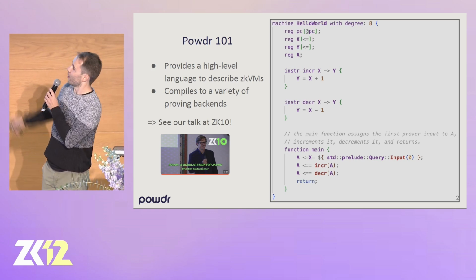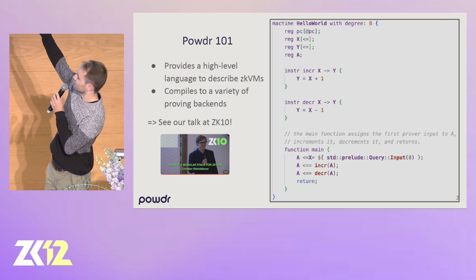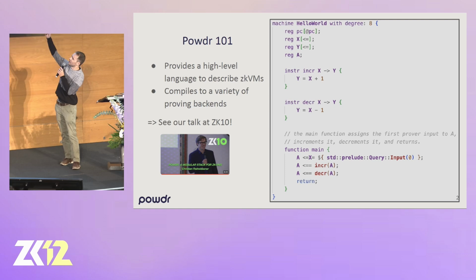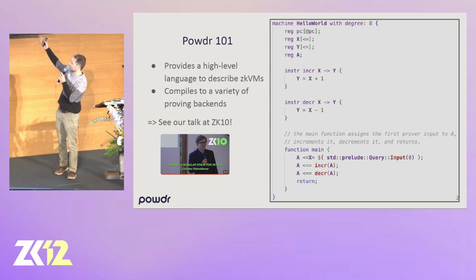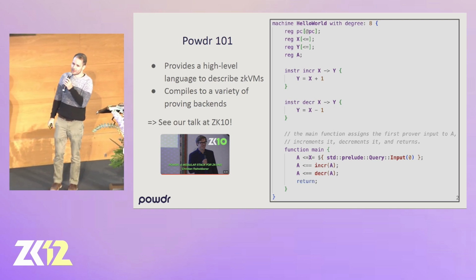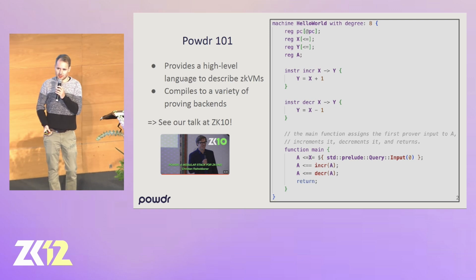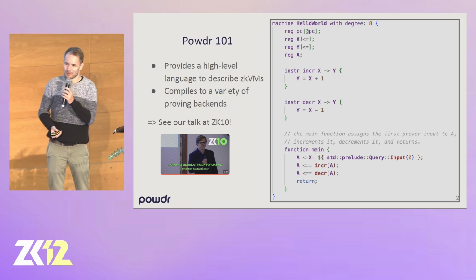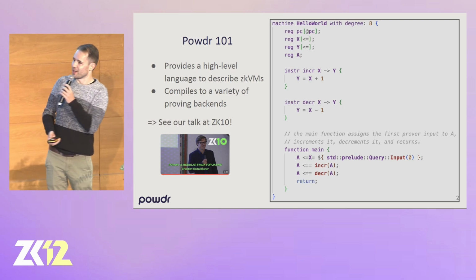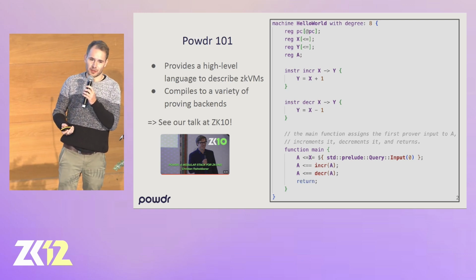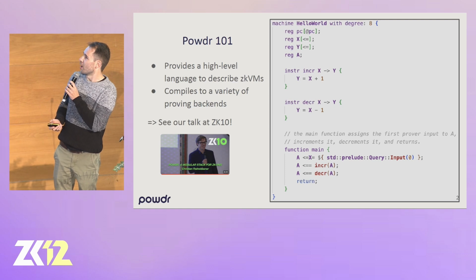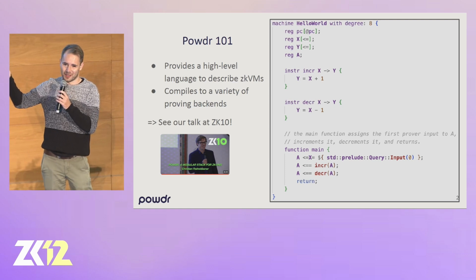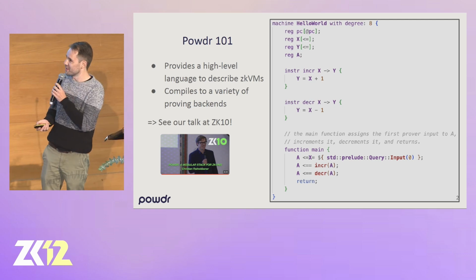At Powdr, we have a DSL to describe a VM, and it looks like this. The user can declare some registers and some instructions, and then provide an assembly program using these registers and instructions. And then that compiles to a zkVM. But we want to do this in a way that is agnostic of the proving system. Obviously, this zkVM is extremely simple and kind of useless.